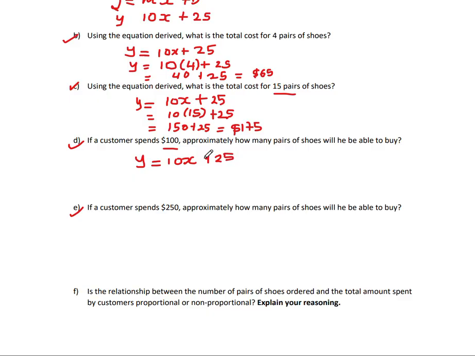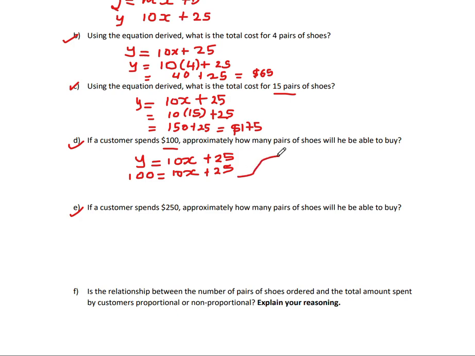In this case, we are not given the value of x to find y. We are instead given the value of y, which is the total cost, to find x. That corresponds with that total cost. So 100 would be equal to 10x plus 25. And what we need to do here is to simply transpose for x.